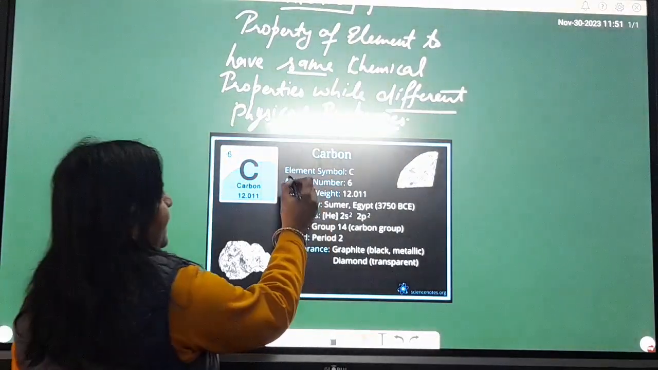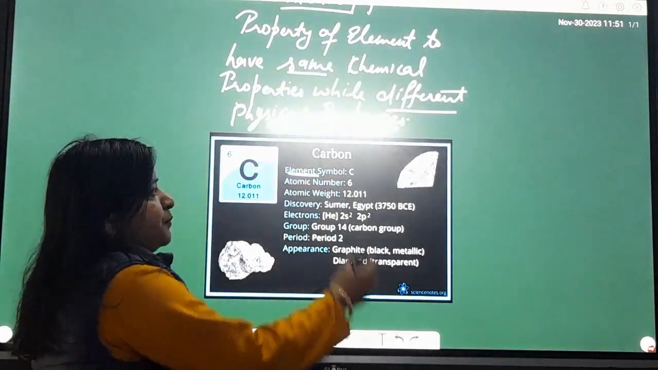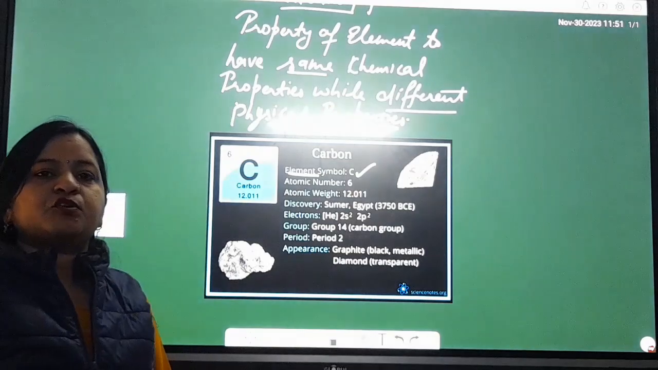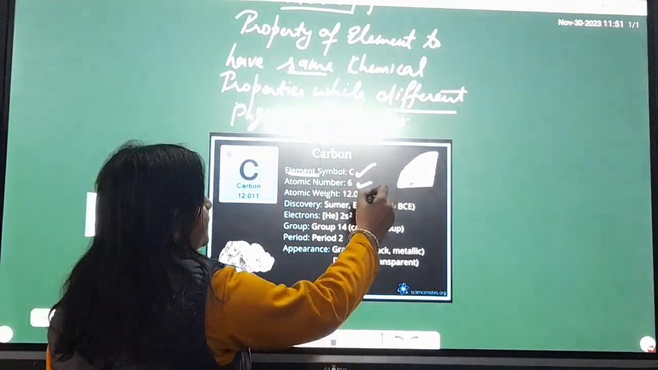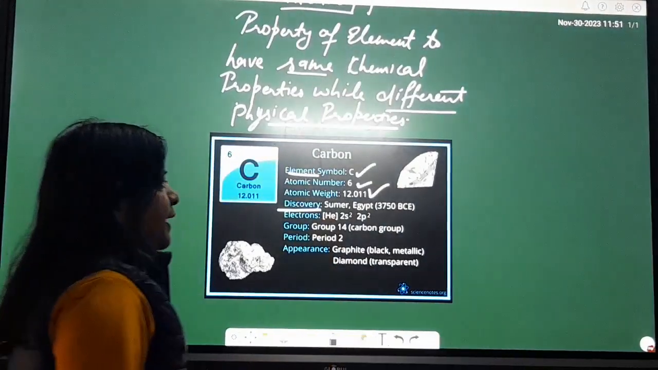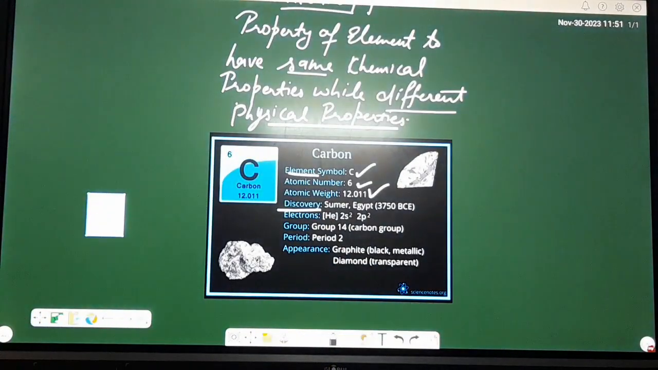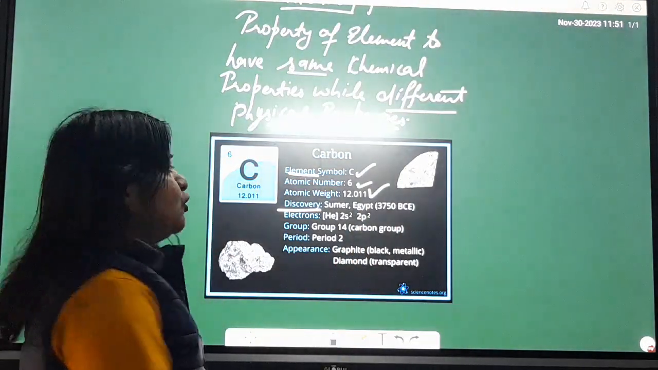Carbon is an element with symbol C. Its atomic number is 6. Its atomic weight is approximately taken as 12 and it was discovered in Egypt. The total number of electrons is equal to the atomic number.